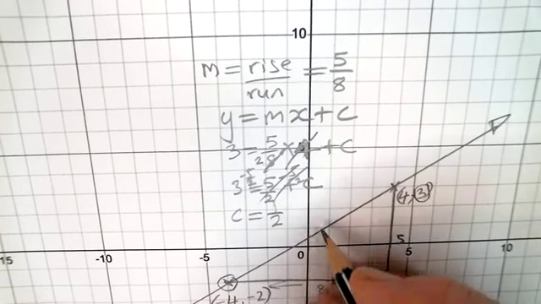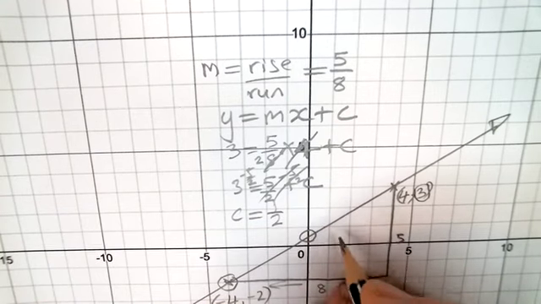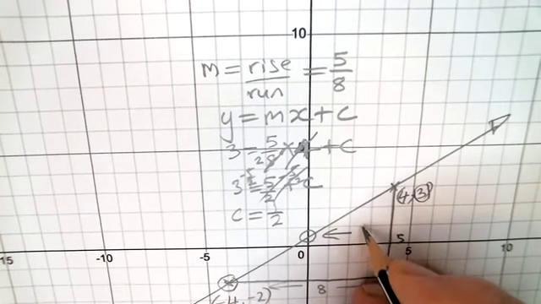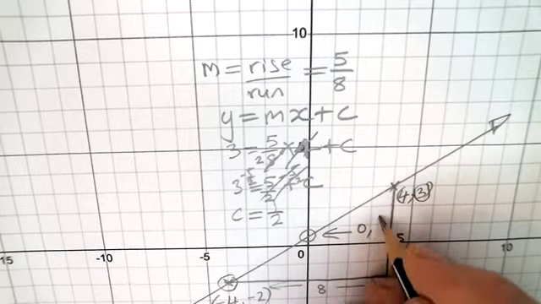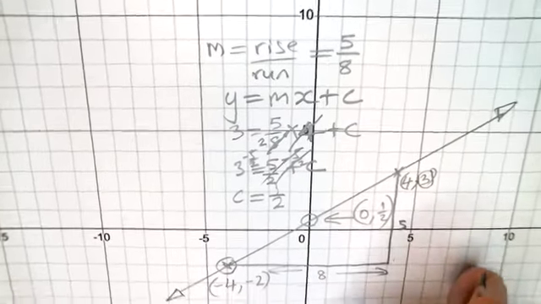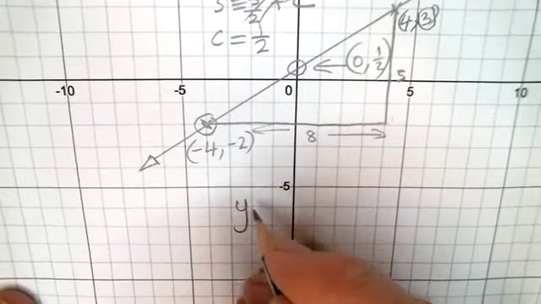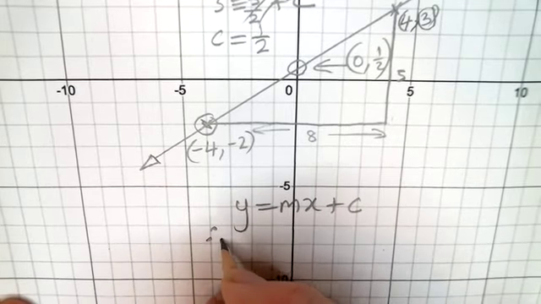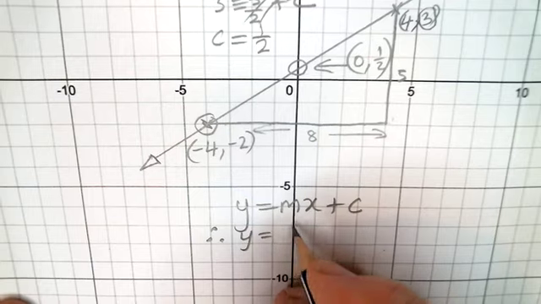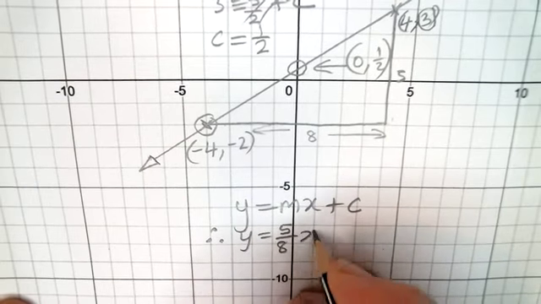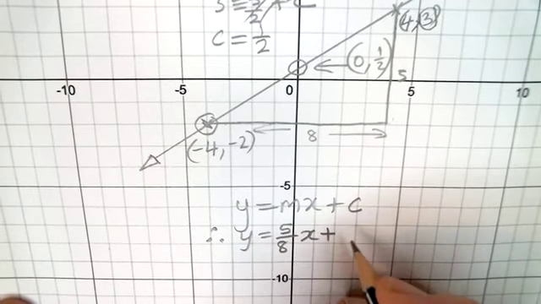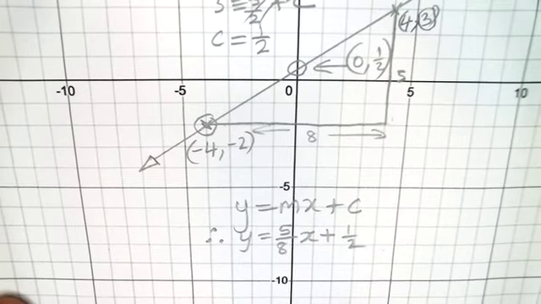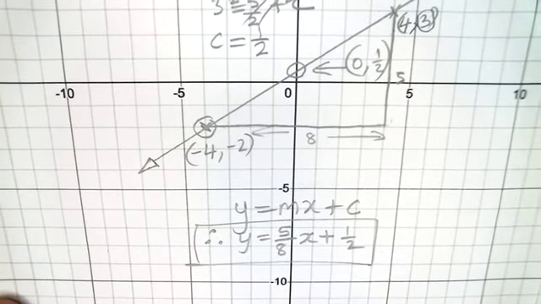So now we can label that point. We can say that's going to be (0, 1/2). So now we can say y equals mx plus c. Therefore, y is equal to 5/8 x plus 1/2. And there is our equation.